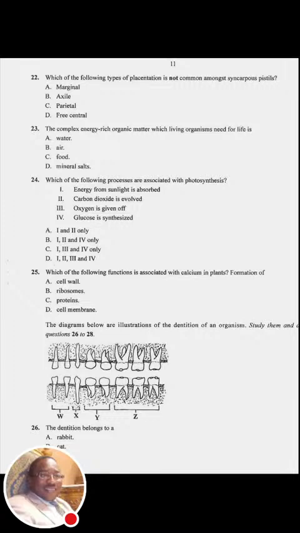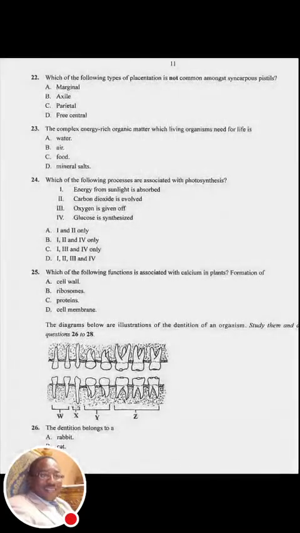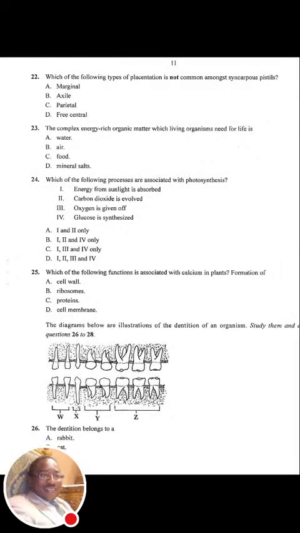Then we have number 26. There's a diagram on that page, as you can see. It says the diagrams below are illustrations of the dentition of an organism. Study them and use them to answer questions 26 to 28. Let us look at this drawing. The drawing shows the dentition. Here, W, those set of teeth are definitely the incisors. Then X, those are called the canine teeth. Then Y, those 4 sets of teeth are called the premolars. And Z, those are called the molars.